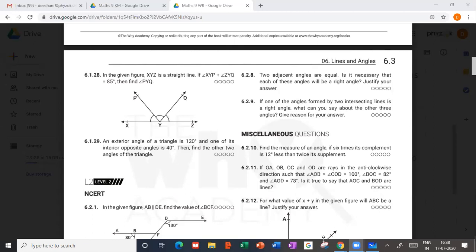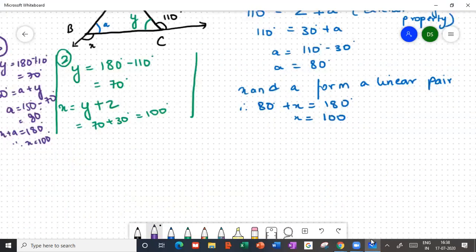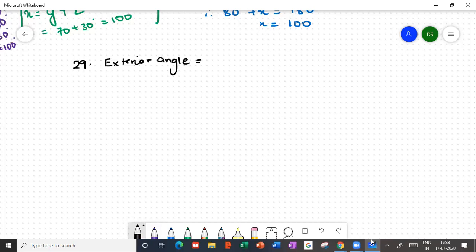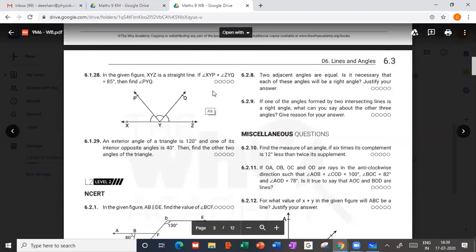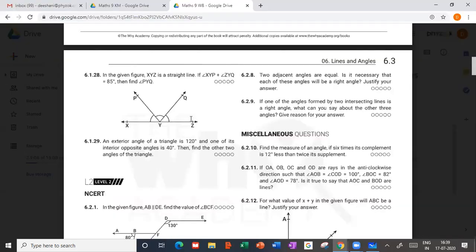Okay. So I'll just quickly show you. We were doing the 29th one, right? So it is given that the exterior angle is 120. In this case, you can quickly draw a diagram. So this will be 120, correct? They want you to find the angles A, B, and C.